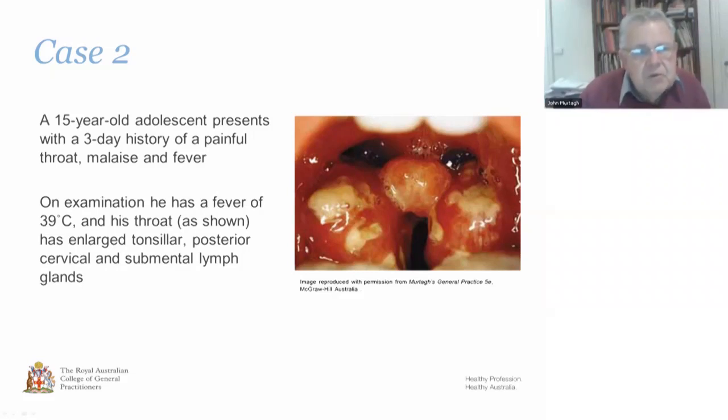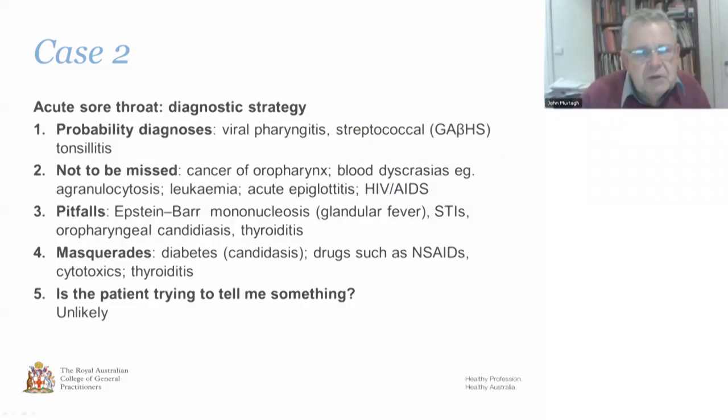Now we're moving on to case 2, and that's of a 15-year-old adolescent who presents with a 3-day history of painful throat, malaise, and fever. On examination, he has fever, 39 degrees Celsius, and that was the throat. You can see it's a rather dramatic looking throat when you look into it. He had large tonsillar, posterior cervical, and submental lymph glands. Now I know you're all sitting there, and I hope you would have come up with a provisional diagnosis on that history. So we'll see how we analyse it.